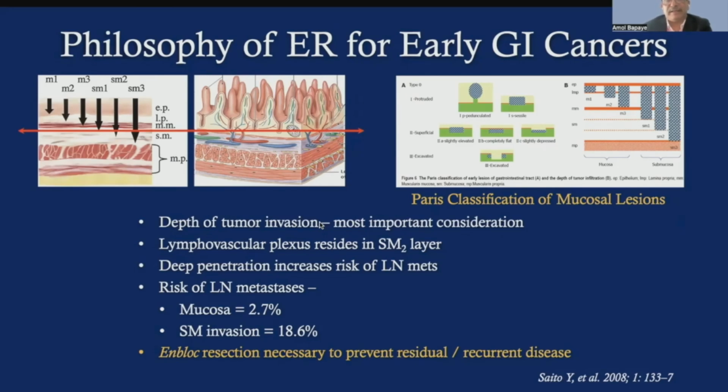And in order to detect this, we need to be able to resect the tumor in its entirety along the deep margin as well as the lateral margin, so that we get an en bloc resection, so that we can prevent residual or recurrent disease.